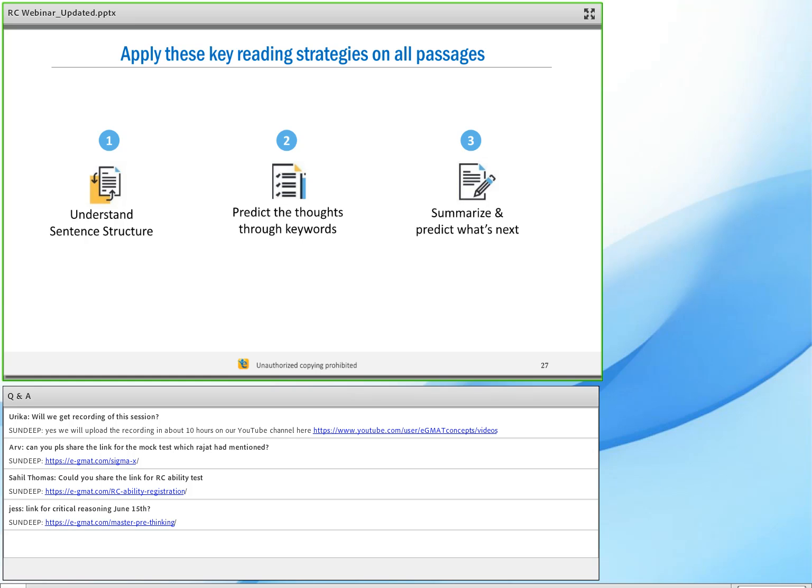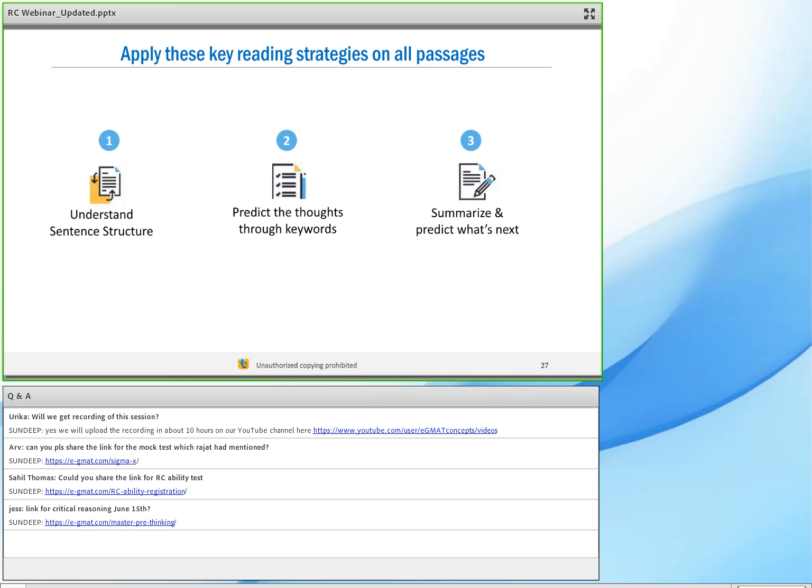Sai says, how much time do we ideally need to do these 3 steps in? And the answer is, in the first 10 passages, you might even take 10 minutes to read a passage. But what you're going to find is, as you start using this more and more, that 10 minutes would come down to about 2 minutes. And that's the beauty of this.